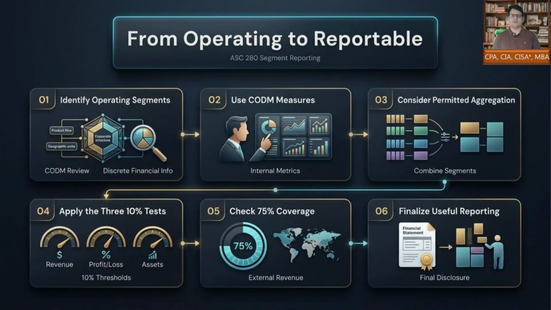First, identify the operating segments. Second, use the same measures the chief operating decision maker uses internally. Third, consider whether permitted aggregation is supportable. Fourth, apply the three 10% tests: revenue, profit or loss, and assets. Fifth, check the 75% external revenue coverage test. Finally, decide whether the reporting is useful and comparable across periods. If you skip a step, the conclusion may still look neat on paper, but it can be wrong.